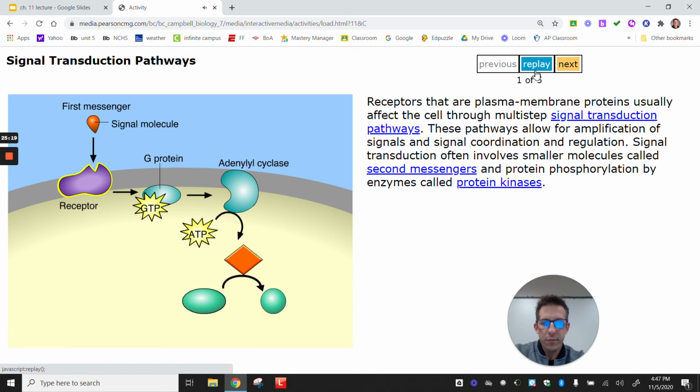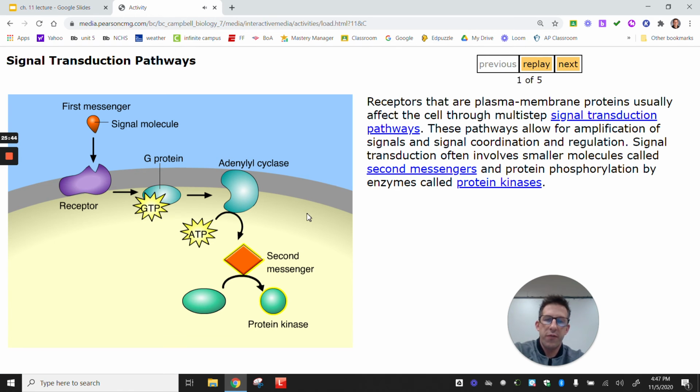Receptors that are plasma membrane proteins usually affect the cell through multi-step signal transduction pathways. These pathways allow for amplification of signals and signal coordination and regulation. Signal transduction often involves smaller molecules called second messengers and protein phosphorylation by enzymes called protein kinases.